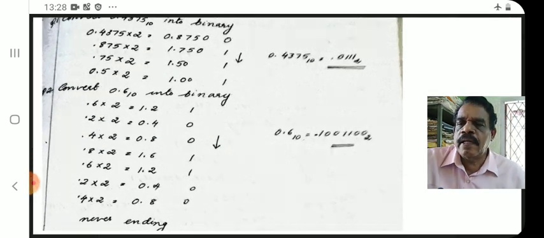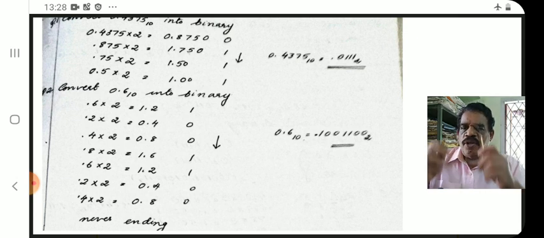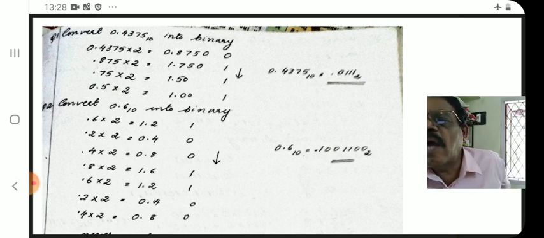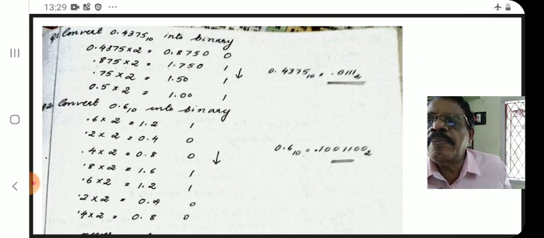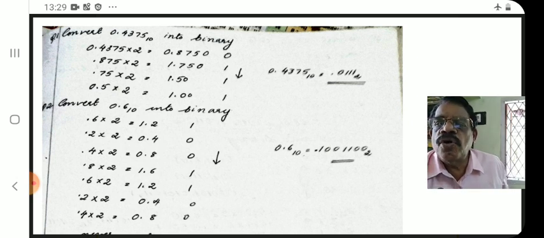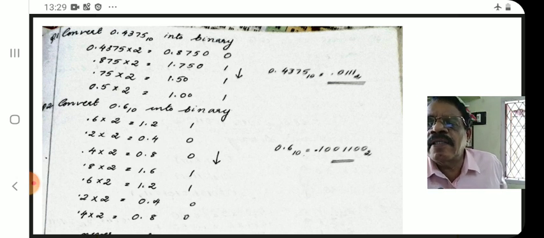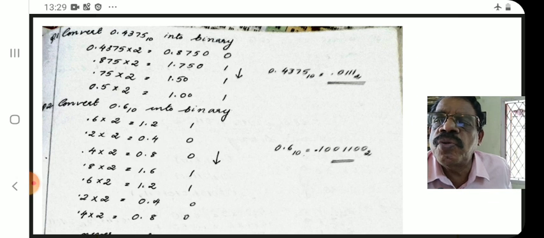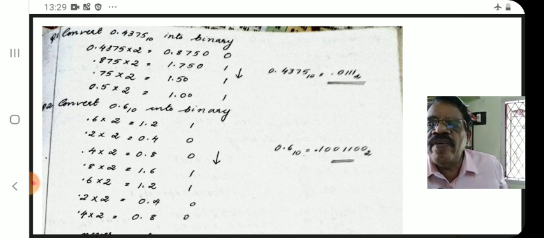In the last class, we have seen the method of converting a decimal fraction into binary. And now we do some problems. The first question is, convert 0.4375 to the base 10 into binary. This is a decimal fraction, and we have to convert it into binary. You know the method: multiplying it by 2 successively and noting the integral part. Finally, when the decimal part becomes 0, we note the integral parts downward.